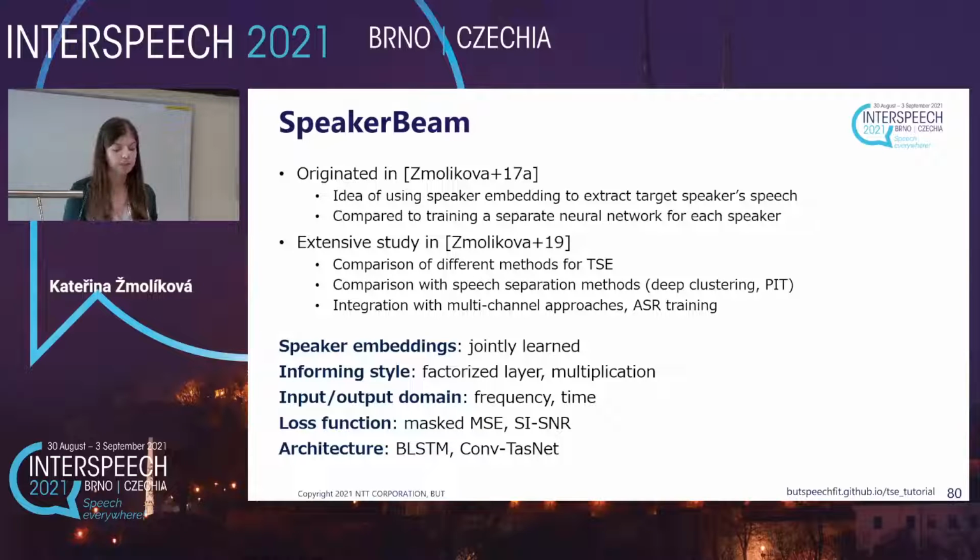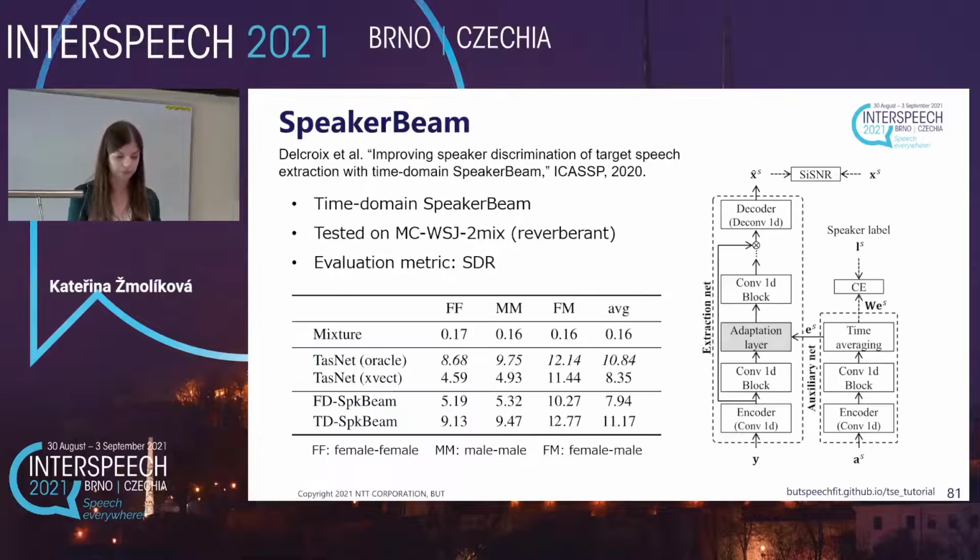There are both frequency and time domain versions of SpeakerBeam, where the frequency domain versions use mean square error as the loss function together with BLSTM architecture, and the time domain SpeakerBeam uses SI-SNR as the loss function together with Conv-TasNet architecture. Here you can see an example scheme of time domain SpeakerBeam, where also the speaker ID loss is used.